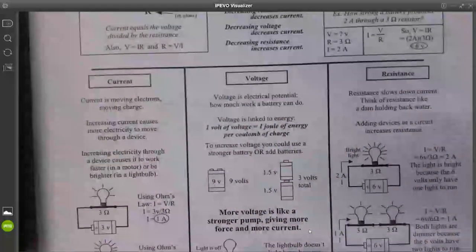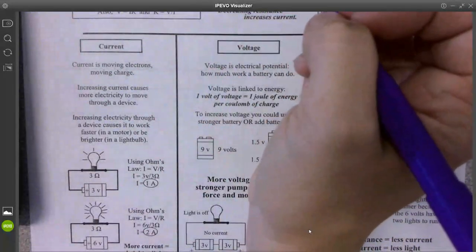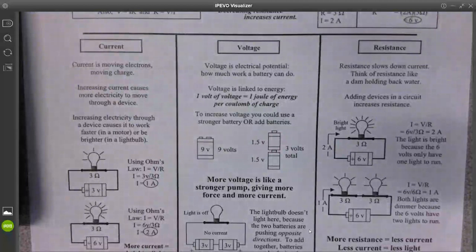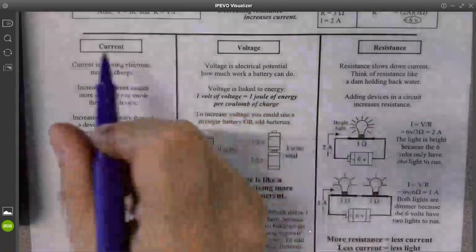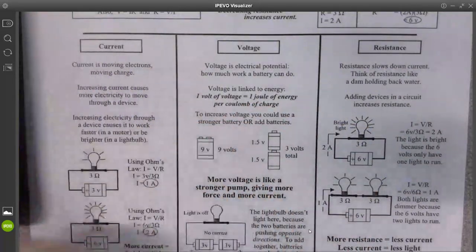I'm going to skip down here, and we're going to look at current, voltage, and resistance. Your current is going to be considered like a flow. Let's think of water for a second. Water flows, it takes the path of least resistance. So does your current. Your current will flow and take your path of least resistance.